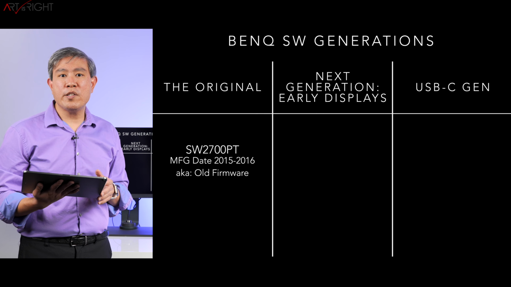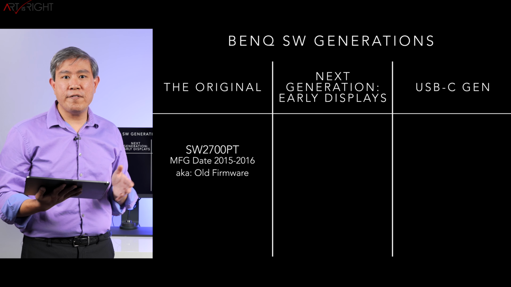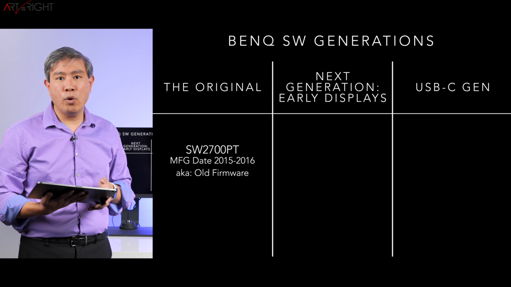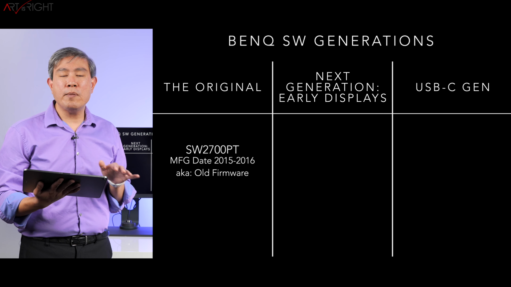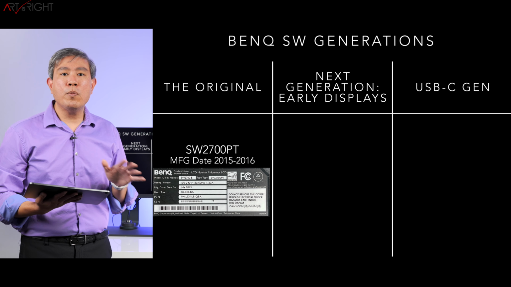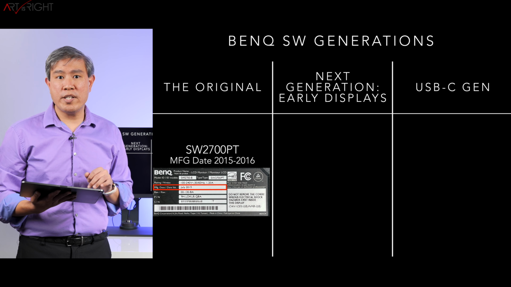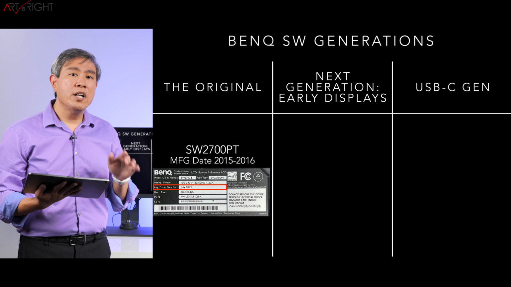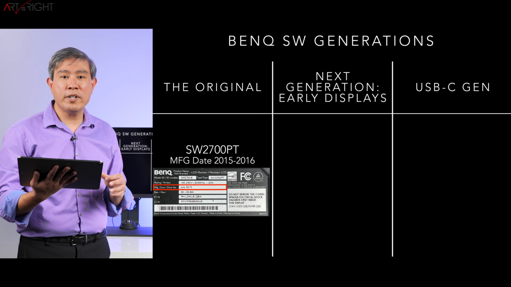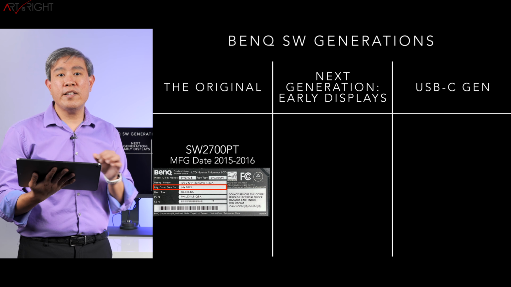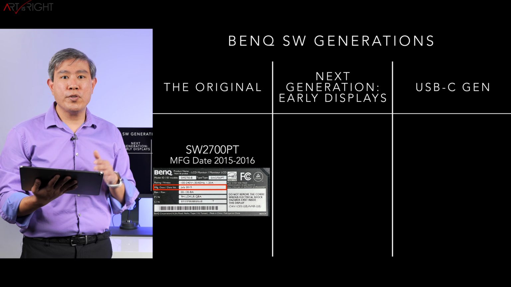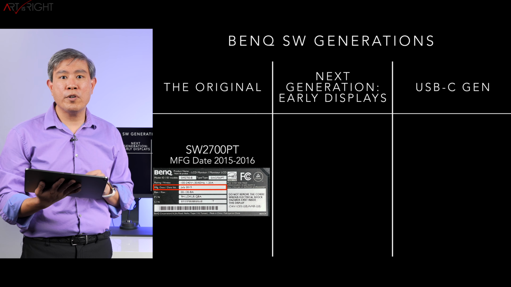And if you have one that is manufactured between 2015 to 2016, you're running on the previous, or what I call the old firmware version. And there are some limitations with Palette Master Element, which I'll go over in just a moment. If you want to know which BenQ SW2700PT you have, look at the regulation tag on the back of the display. This is where you have the serial number and everything. What you want to look at is the MFG date. If your MFG date is between 2015 to 2016, you're running on the old firmware version.